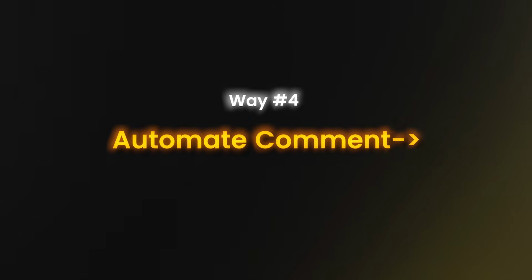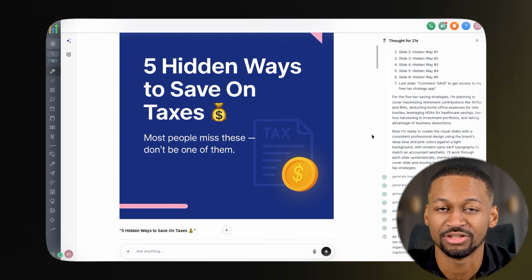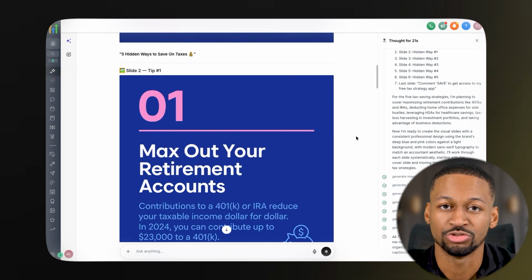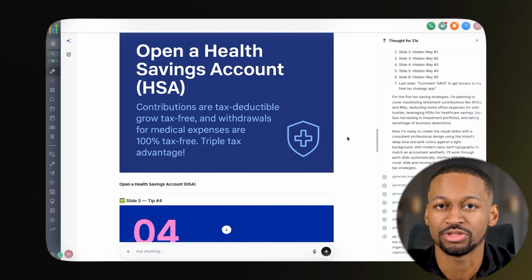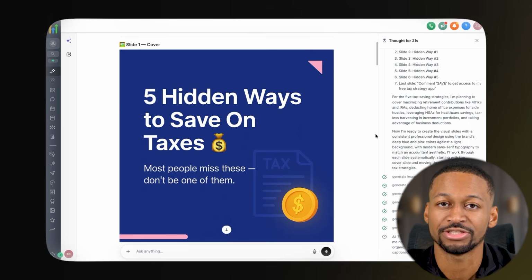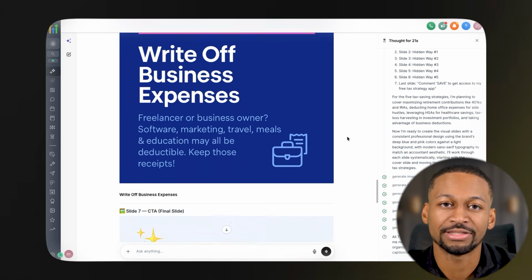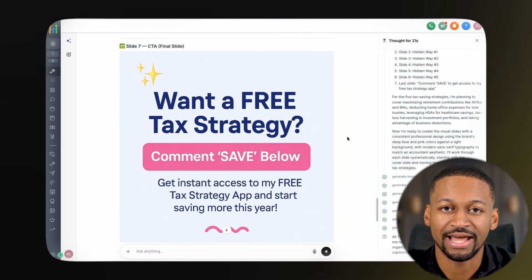Number 4, automate comment to DM conversions. This is where the lead magnet and social media posts work together. You take that tax strategy app you just created and you use it to drive engagement on your social media posts. So let's say the accountant posts a carousel that says 5 hidden ways to save on taxes. And the last slide says comment save to get access to my free tax strategy app.